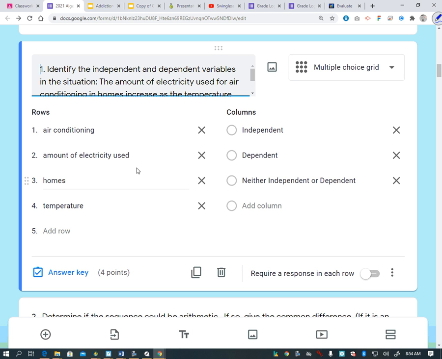Yeah. It's dependent upon the temperature outside, because as the temperature increases, what are we going to run more? We're going to run the AC more, right? So as the temperature increases, as the independent variable increases, so does the dependent, right? Okay, so amount of electricity is definitely dependent. What was homes? Neither, again, right? Your house isn't dependent upon the temperature that's outside, right? Your home is your home. Your air conditioner is your air conditioner. The temperature outside is independent. Do we have all of that correct now?